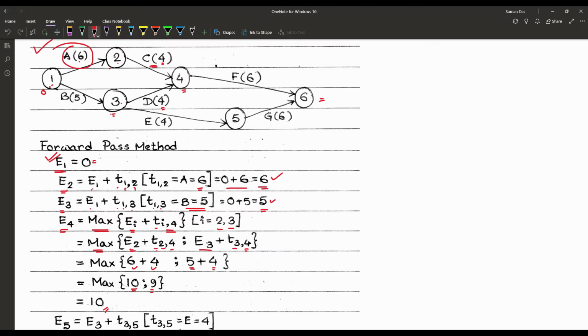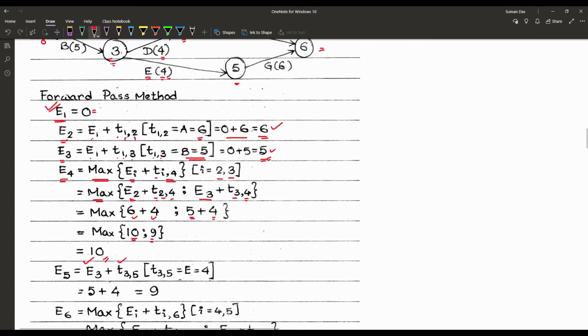So the next node, that is the 5. Now we can see that only from node 3 we can reach to the node 5, and that is through the activity, that is E, and it has the time, that is 4. So E5 is equal to E3 plus T3 comma 5, and T3 comma 5 is equal to 4, and already E3 has 5. So that must be 5 plus 4, or that one is equal to 9.